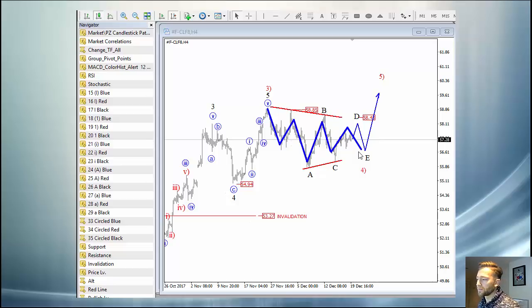Now we see a triangle, and the only difference between a simple correction and a triangle is that a triangle takes a little bit longer to unfold, and there will be a lot of traders who will try to play a bullish and bearish breakout. So there's a fight between bulls and bears, and normally when they give up because it takes too long for a breakout to occur, that's the time when the market will break out.